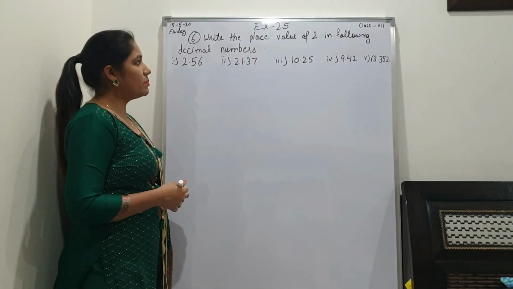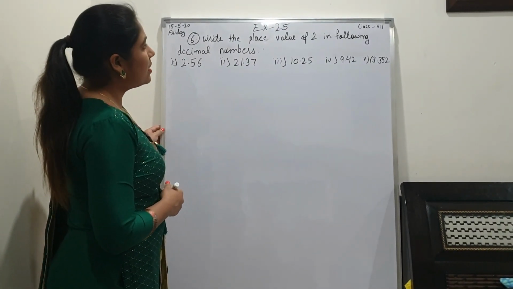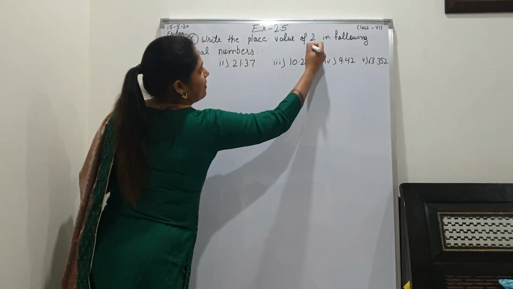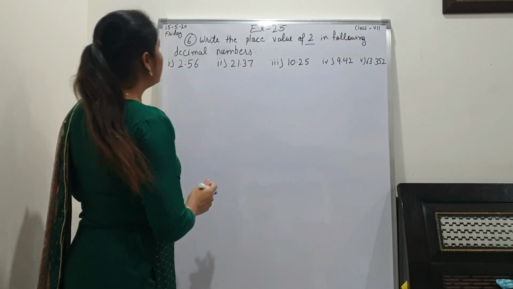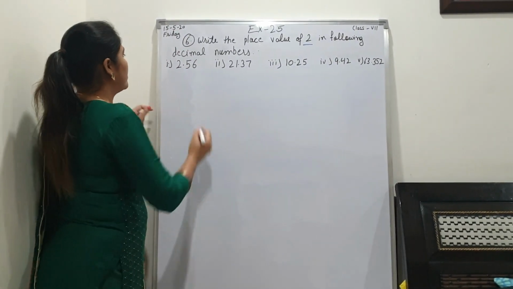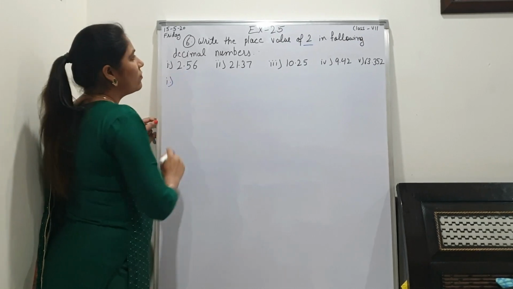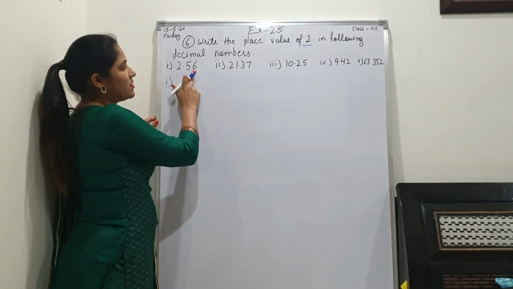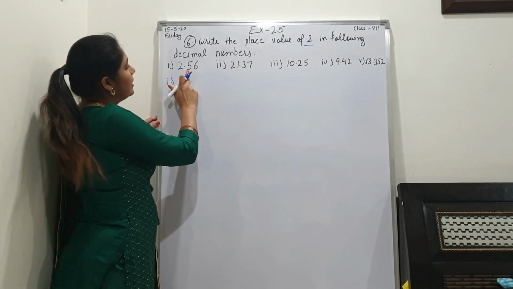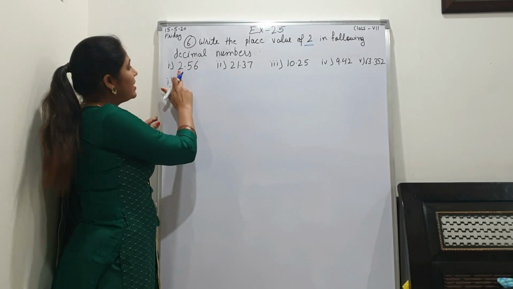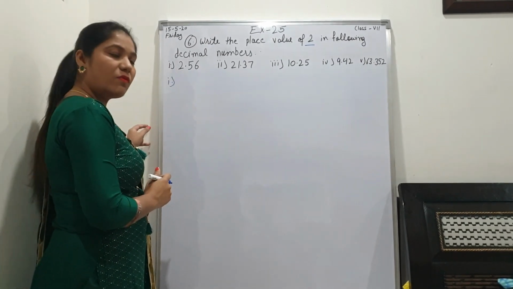Students, now question number 6. Write the place value of 2 in the following decimal numbers. These are the decimal numbers. See the first part, students. We have to tell just the place value. You know the place value. This one is hundredth, tenth and this one is ones. So the place value of 2 is ones.